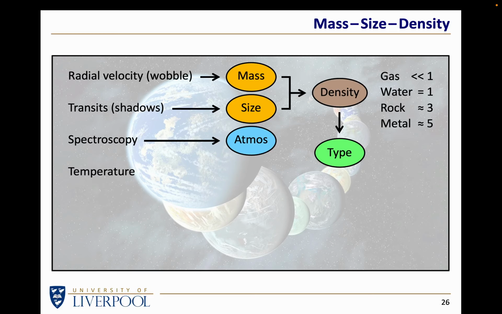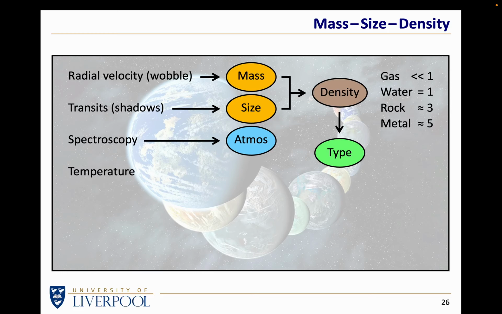But by getting an estimate of the density, and if spectroscopy can tell us a little bit about the atmosphere, which I'll come to in just a second, then putting all that information together, we've got an indication of the type of planet we're dealing with. Are we talking about a small rocky planet like the Earth? Are we talking about a larger planet like Neptune? Or are we talking about a huge planet like a gas giant like Jupiter?